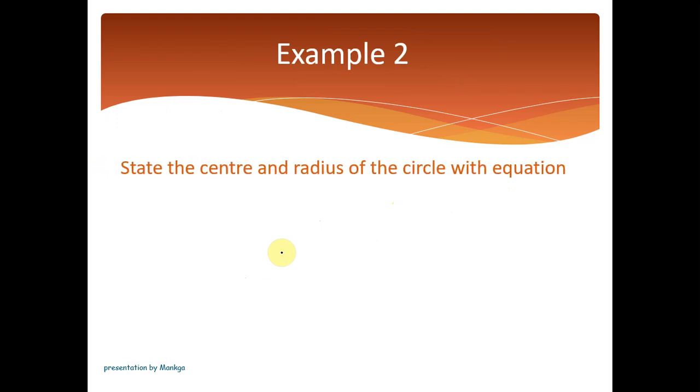So let us look at an example. State the center and the radius of the circle with the equation. So here they are looking at three things. We are given this equation. Then this equation, we must write it in standard form. To write it in standard form, what are we going to do? We are going to remove this 4 here. So we are going to divide both sides.